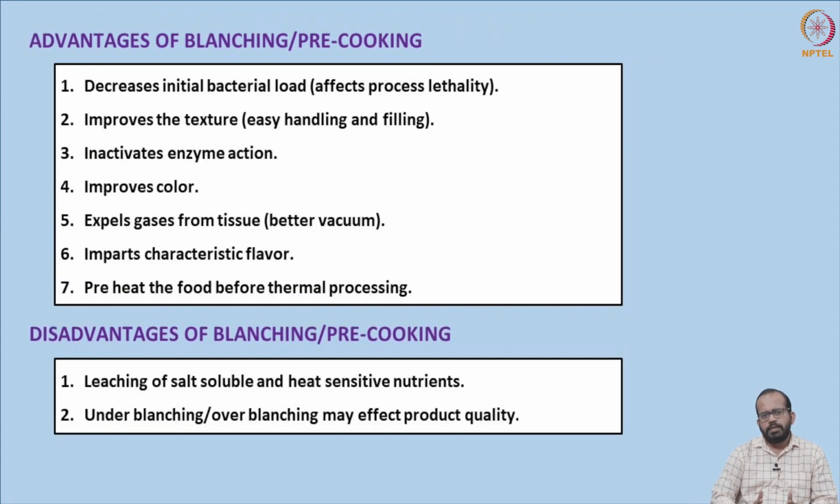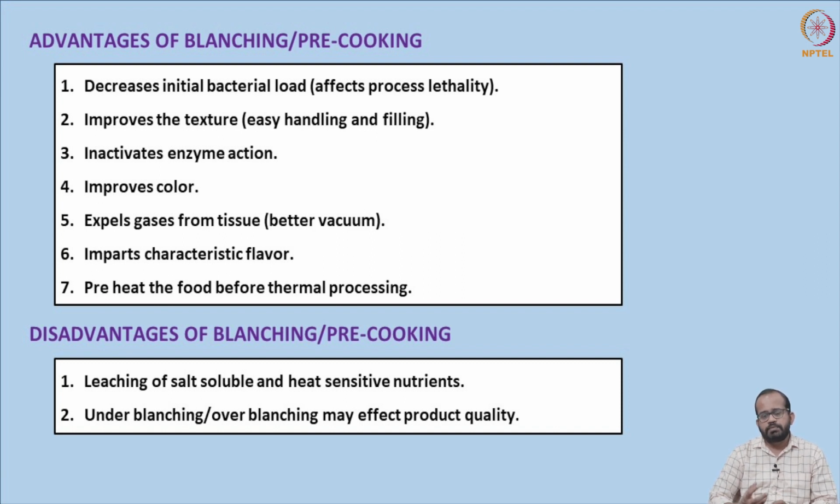So, what are the advantages of blanching or pre-cooking? Blanching or pre-cooking has the following advantages. It decreases the initial bacterial load, which we have already discussed affects the process lethality, and it also improves the texture. The improvement in texture additionally helps easy handling and filling of the raw material. It inactivates enzyme action since it is a heat process, so further enzymatic spoilage or enzymatic hydrolysis can be prevented. It also improves the color of the product. A preferable color can be imparted to the raw material by blanching or pre-cooking.